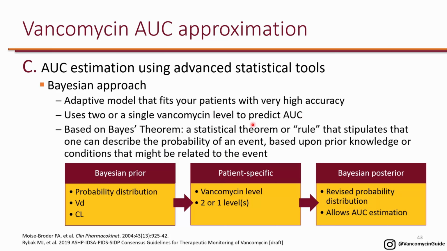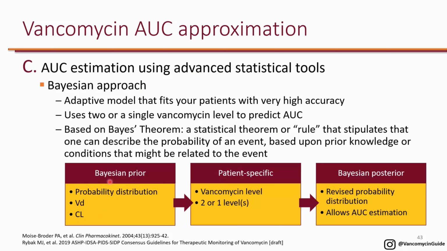The Bayesian approach uses the Bayes theorem. It quantifies the sequential relationship between the estimated probability distribution of an individual patient's pharmacokinetic parameters, such as volume of distribution and clearance.